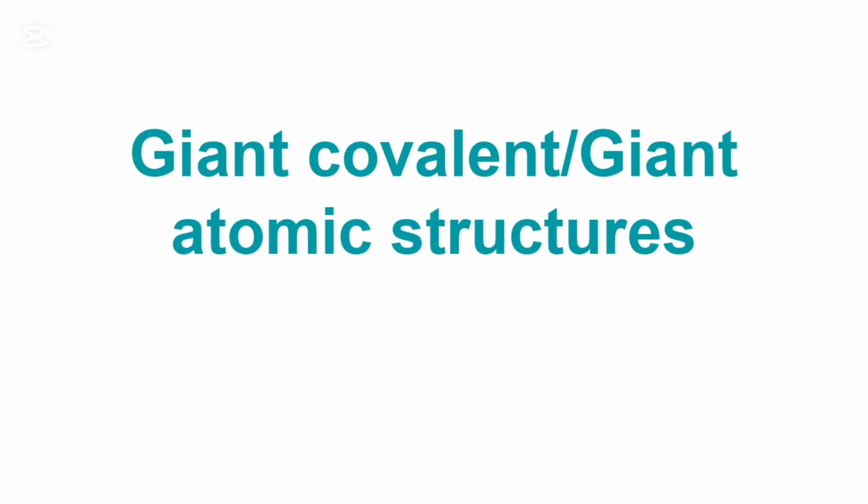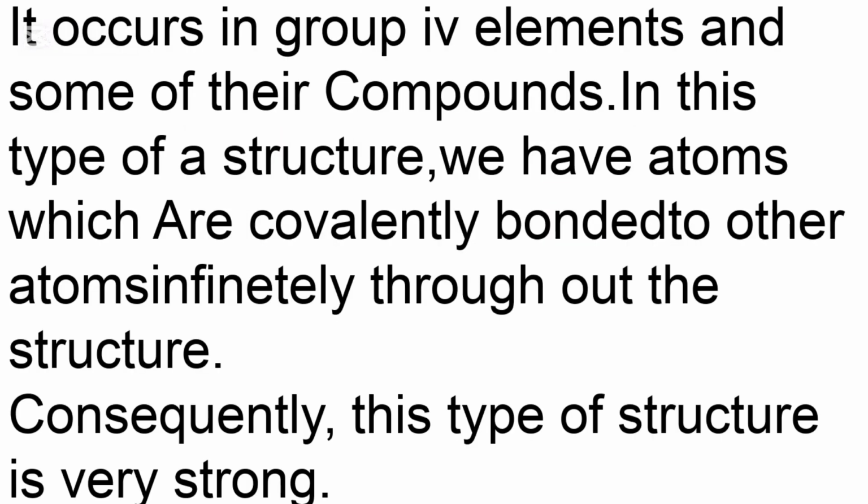Education. Giant covalent or atomic structures. It occurs in group 4 elements and some of their compounds. In this type of structure, we have atoms which are covalently bonded to other atoms infinitely throughout the structure. Consequently, this type of structure is very strong.